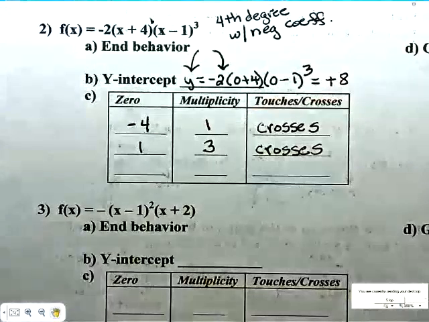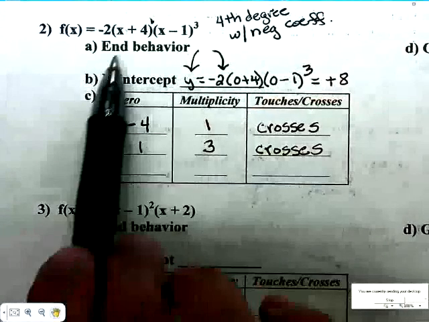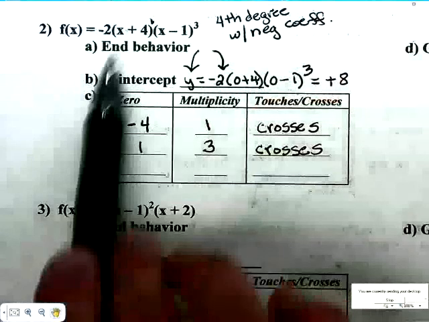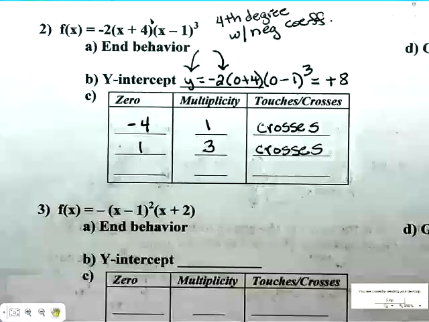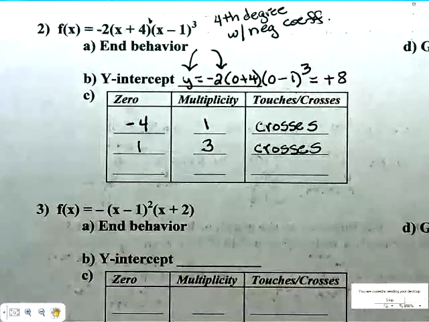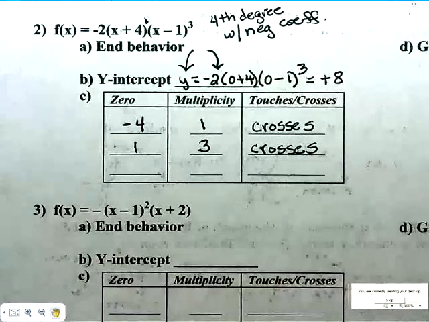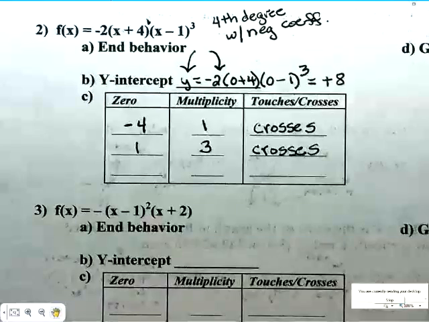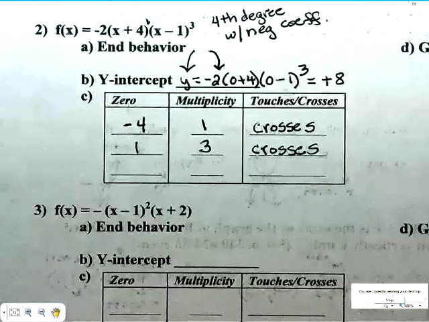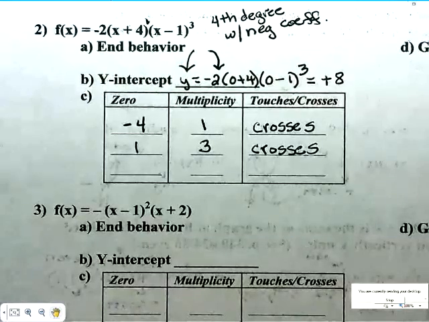That only goes into figuring out the end behavior. Then it's not a polynomial. That was part of the definition of a polynomial. It only has whole number exponents or 0. It only has non-negative integers for exponents.